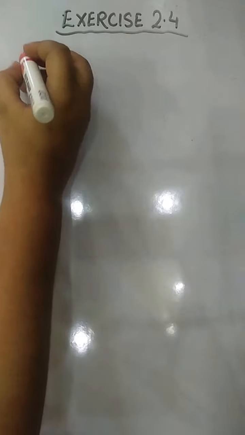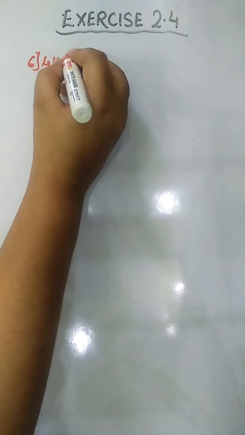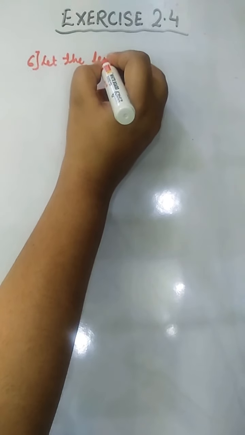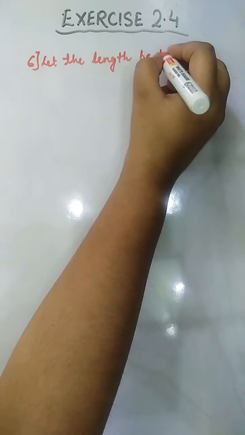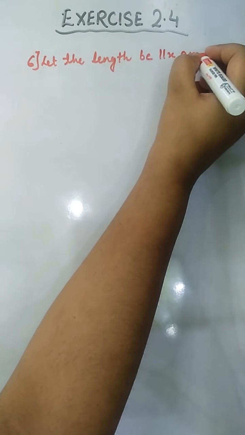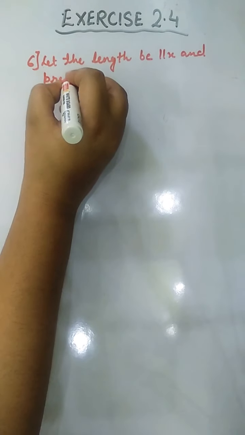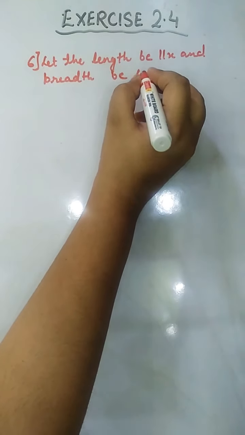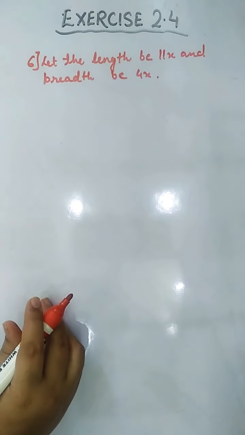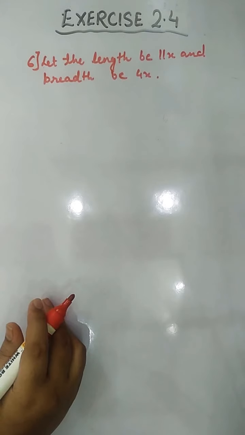So for question number 6, what will you take? Let the length be 11x and breadth be 4x, because the ratio was 11:4. So I have taken it like this. Let the length be 11x and breadth be 4x.